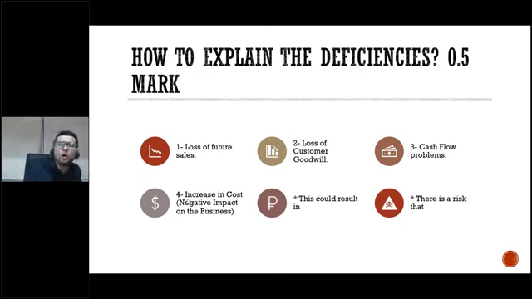So all you have to do is make the client realize that it's your problem. You got to open up your eyes. You got to make sure that you wake up the client. Wake up, this is the problem you are going to face because of this deficiency. The half mark for the deficiency is a walk in the park. We are going to copy it from the question, and for the explanation we are going to use a sentence: this will lead to, this could lead to, this increases the risk of, so wording such as this one.